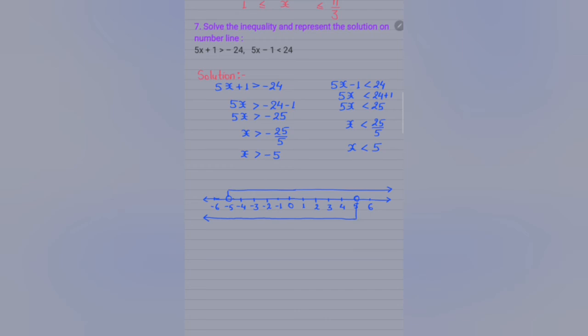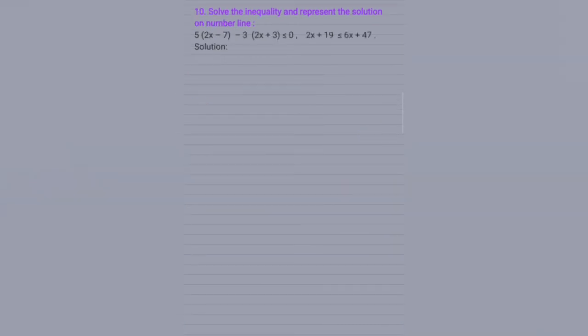So from -5 to +5, you will draw the bold line on the number line. So this is the solution on the number line from -5 to +5, that is x lies between -5 and +5. Okay, now take another question.